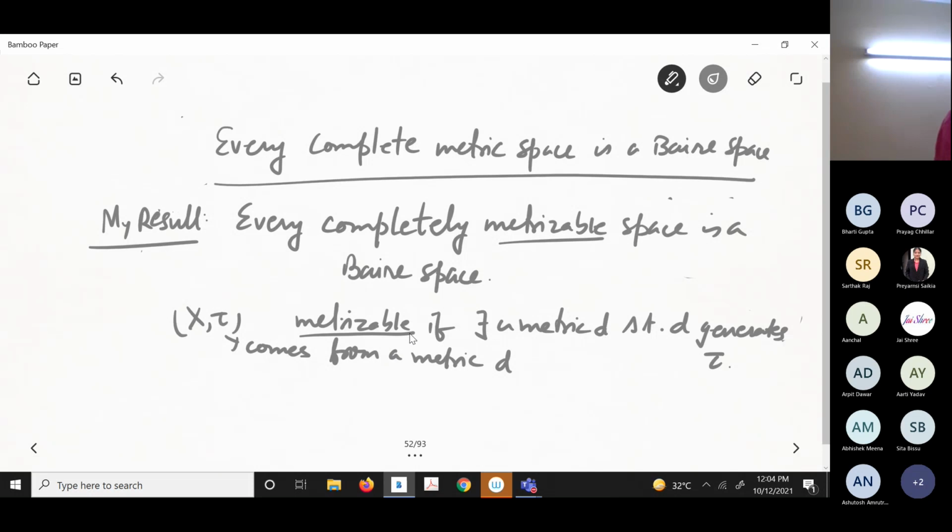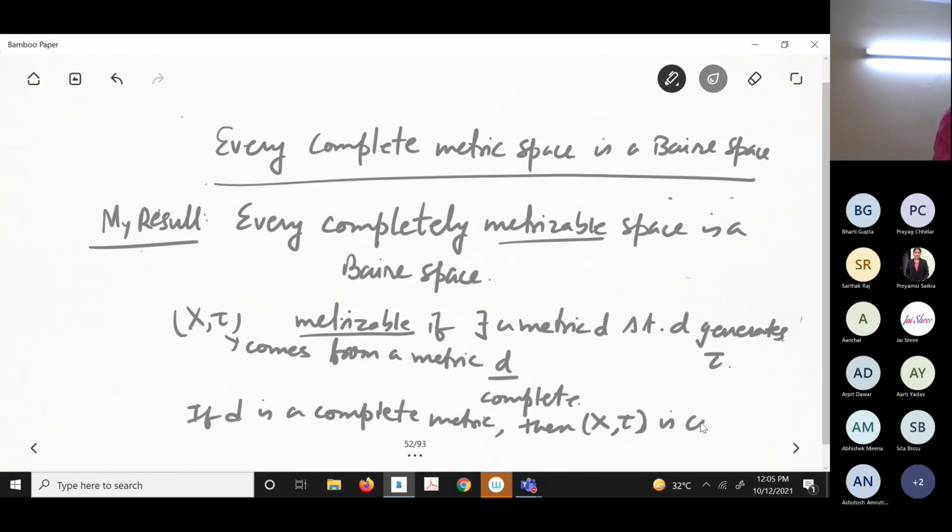Then this is called metrizable. If it happens, this is a complete metric, then it is called completely metrizable. If T is a complete metric, then X tau is called completely metrizable.